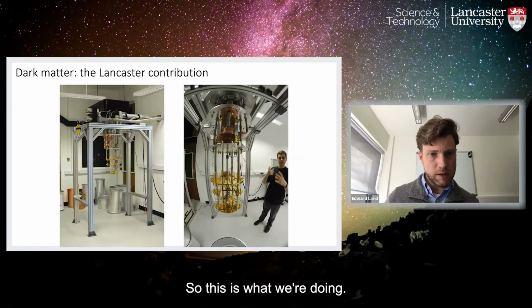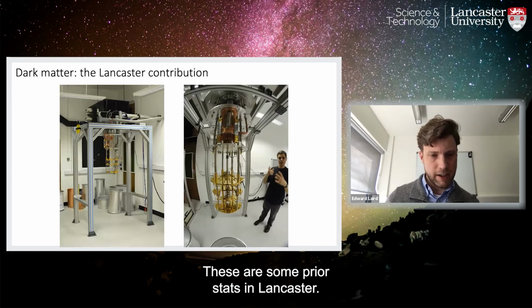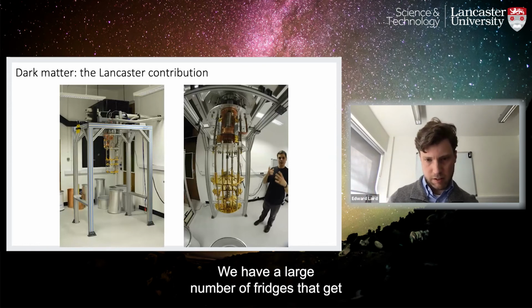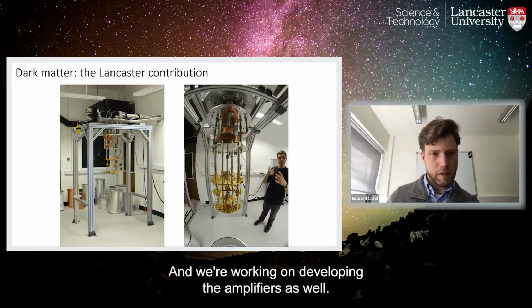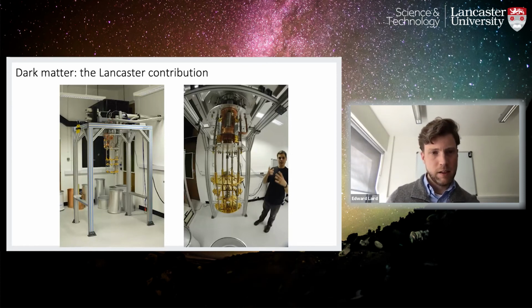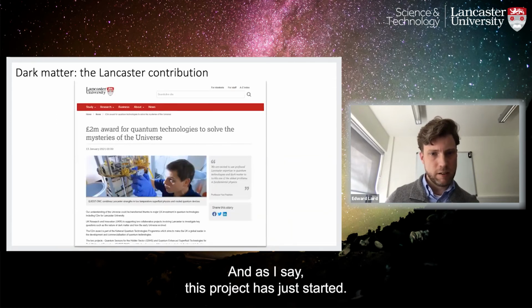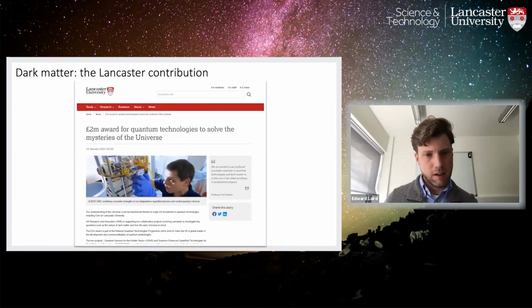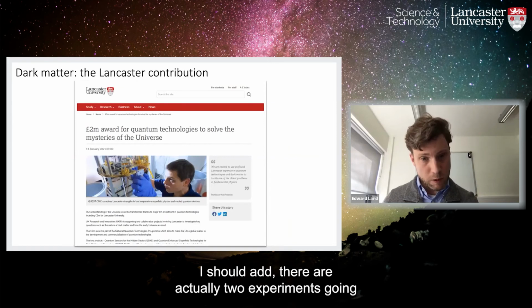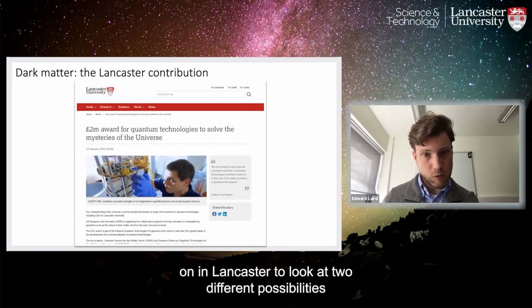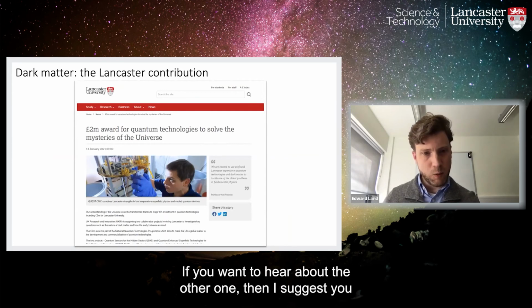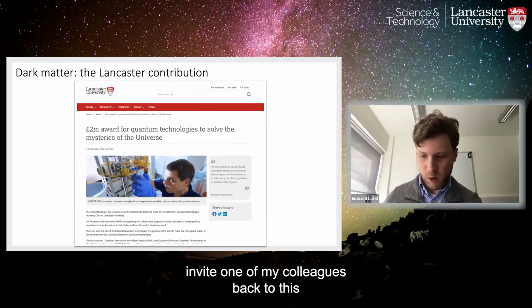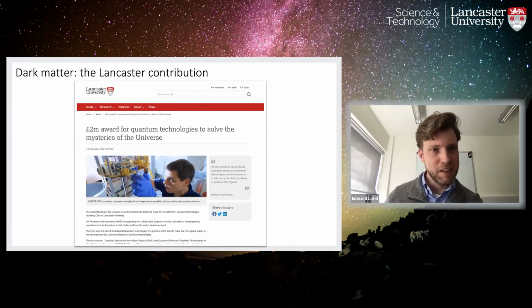So this is what we're doing. These are some cryostats in Lancaster. We have a large number of fridges that get extremely cold, so we know how to do that. And we're working on developing the amplifiers as well. And as I say, this project has just started. I should add there are actually 2 experiments going on in Lancaster to look for 2 different possibilities for dark matter. If you want to hear about the other one, then I suggest you invite one of my colleagues back for this conference next year.